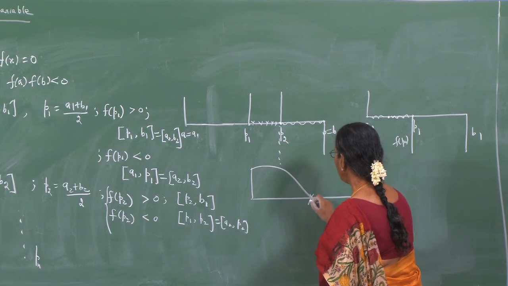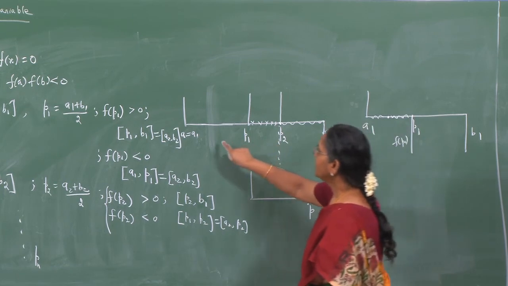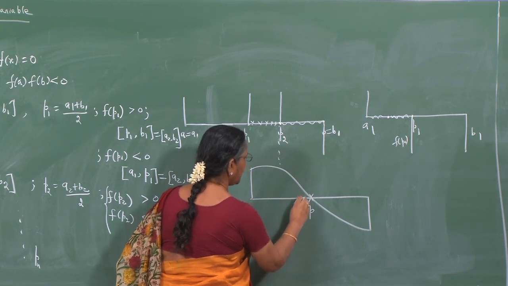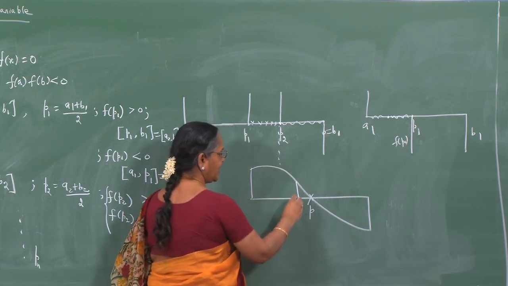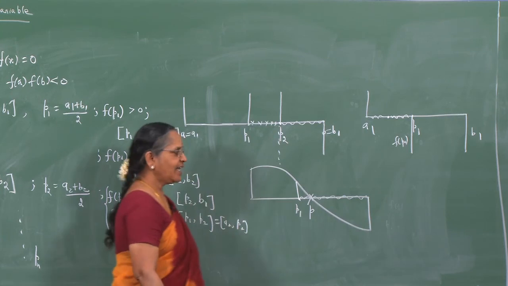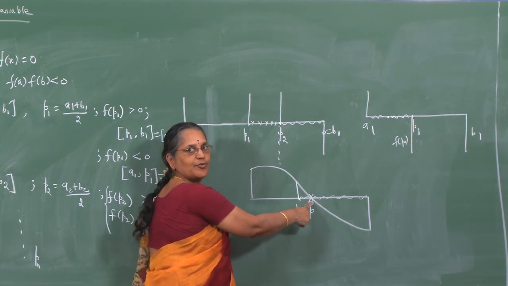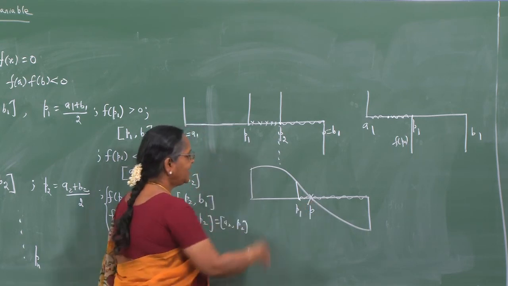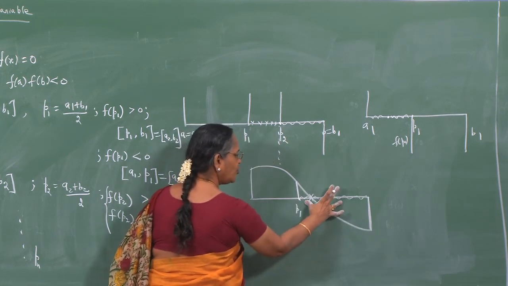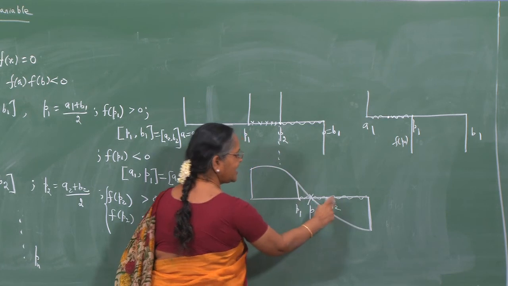So, the actual root lies here. Suppose I call this as p. What is the first case? F of p 1 is positive. Suppose p 1 is this midpoint, f of p 1 is positive, then where does the root lie? It lies in this portion of the interval. And you see that I have come closer to the root of the equation, the actual root p of the equation. In the next step, since f of p 1 into f of b 1 is negative, a root lies here, and therefore the midpoint p 2 of this interval is here.